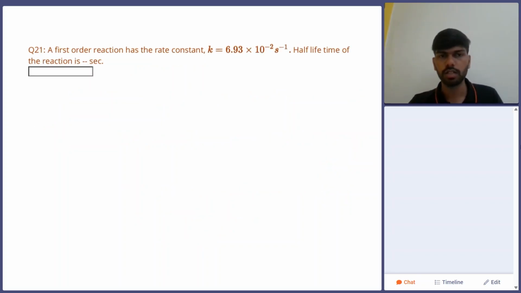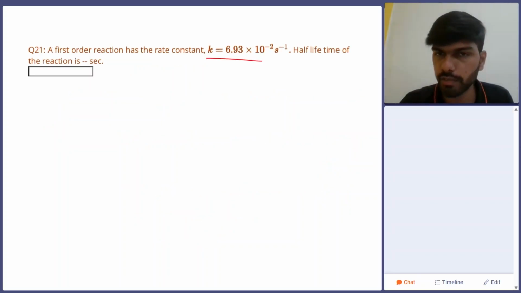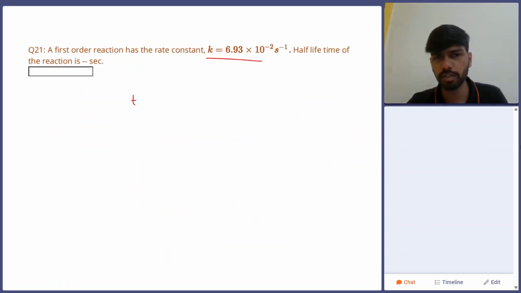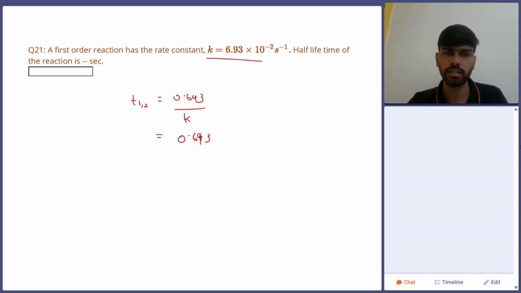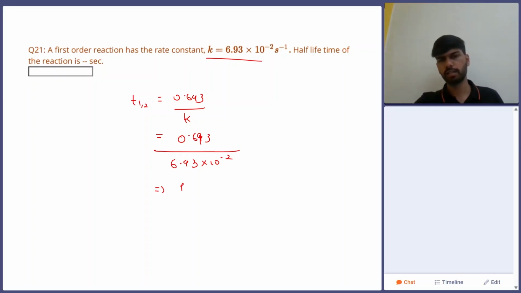Next question, class. A first order reaction has a rate constant, given half-life. Very simple. Half-life of first order, T1 by 2, is 0.693 by K. So here 0.693 upon 6.93 into 10 to the power minus 2. So it's very simple, just solve. You will get 10 seconds is the right answer. Okay, so the right answer is 10 seconds.